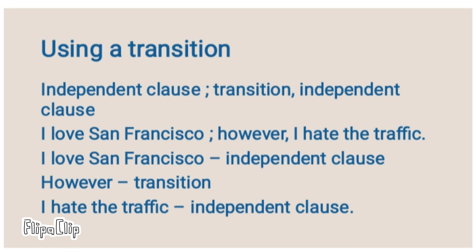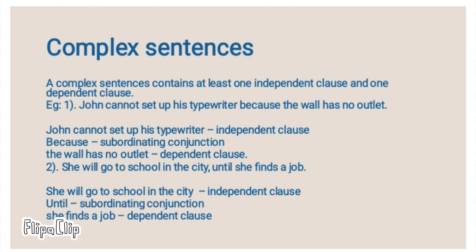Now let's look at complex sentences. Complex sentences contain at least one independent clause and one dependent clause. For example, John cannot set up his typewriter because the wall has no outlet. Here, John cannot set up his typewriter is an independent clause, because is a subordinating conjunction, and the wall has no outlet is a dependent clause. Another example is, she will go to the school in the city until she finds a job. She will go to the school in the city is an independent clause, until is a subordinating conjunction, and she finds a job is in turn a dependent clause.